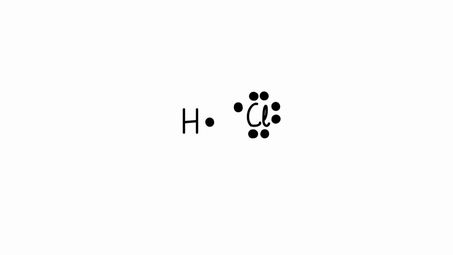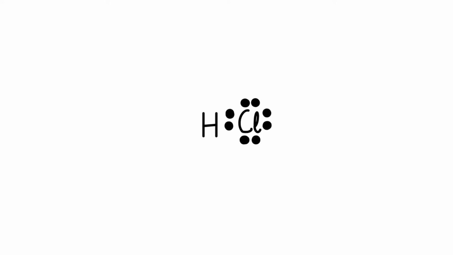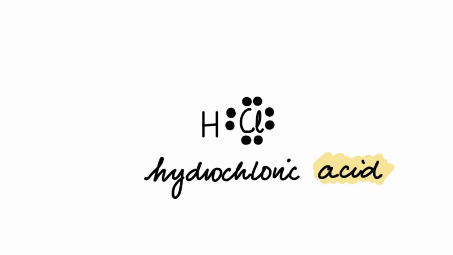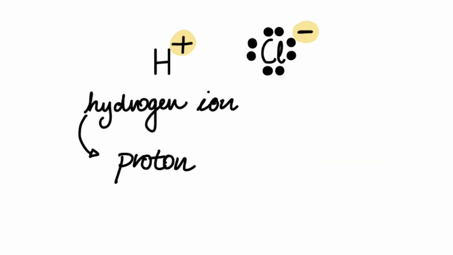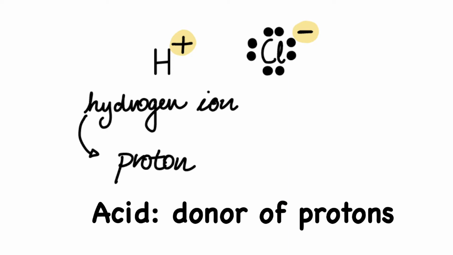A hydrogen meets another atom, which is chlorine in this case, which has 7 electrons, and it will make a compound called hydrochloric acid. However, chlorine likes electrons much more than hydrogen, and it will take it. This will leave our hydrogen atom without any electrons, so it will be just a proton. So what makes hydrochloric acid an acid? It is an acid because it is a donator of protons, so it gives up one proton.